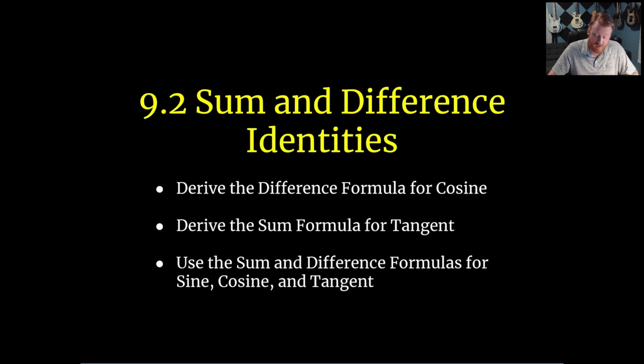We're going to derive the difference formula for cosine and then talk about how we could get the other ones from that. We'll derive the sum formula for tangent and then maybe talk about how we could get the other version of that one, and then we'll use all the different formulas to solve some problems here.